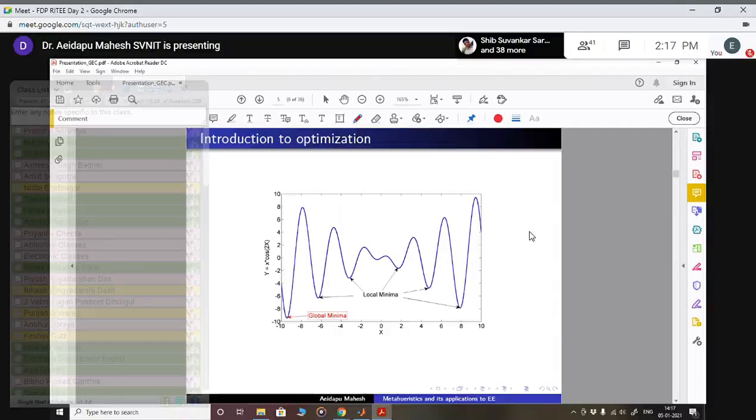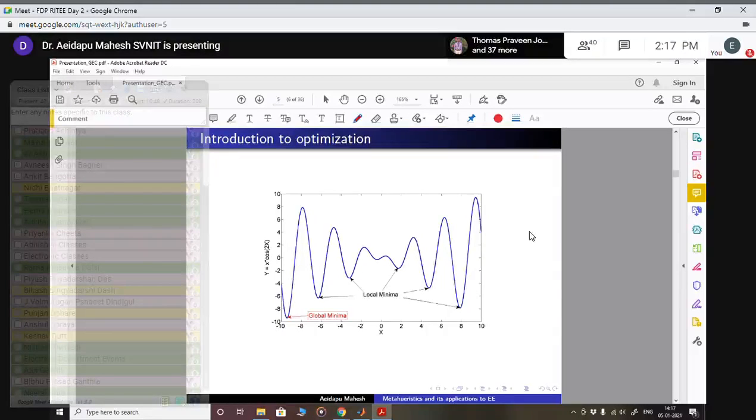Now, if you go even further, it will be y equal to x into cos of 2x. Again, it has so many local minimums and only one global. If you go on taking guesses, there is only, let's say, a 10% probability that you might get an initial guess in this part. For the rest, you are going to end up at the local minimum. I don't want to end up at the local minimum.